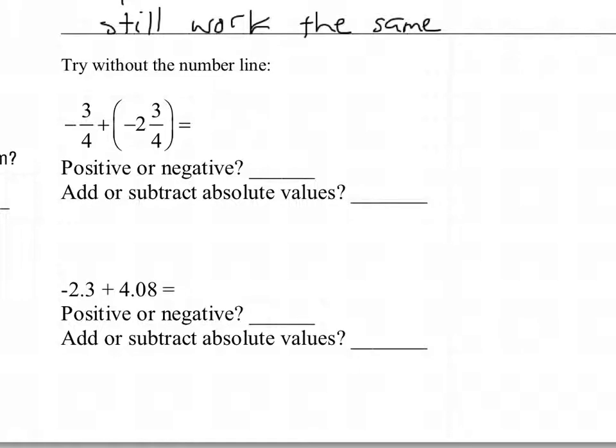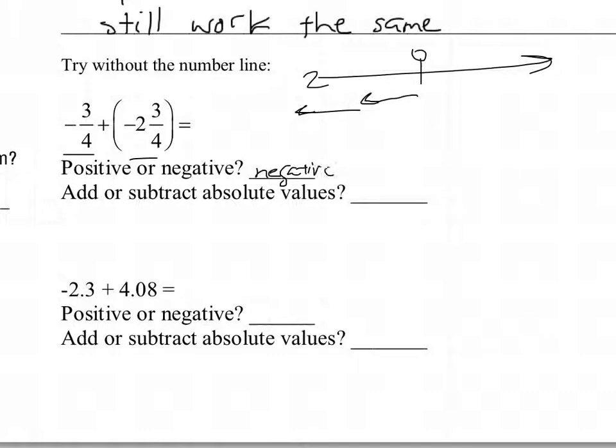All right, hopefully you said over here we've got a negative plus a negative, so thinking about a quick sketch of the arrow diagram, that's starting here at 0, a negative, and then another negative, continuing to take us in the negative direction. And because both of the arrows are going in the same direction, we're just going to combine them together by adding. So I need to add 3/4 and 2 3/4, and I know that my answer is going to be negative. So I'm going to go ahead and make this one a mixed number, 4 times 2 plus 3 is 11, so it's negative 3 fourths plus negative 11 fourths.